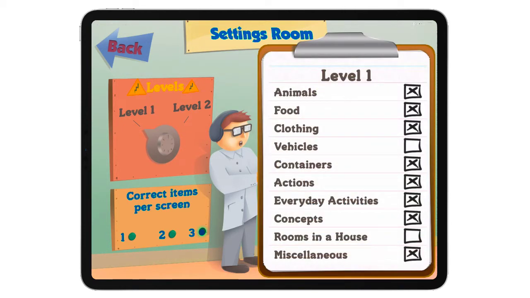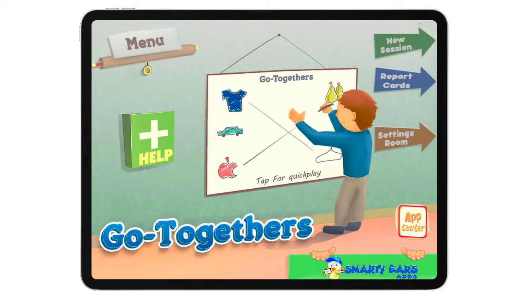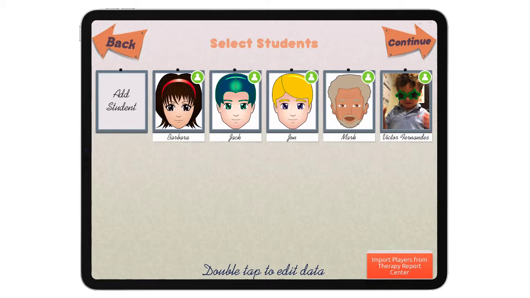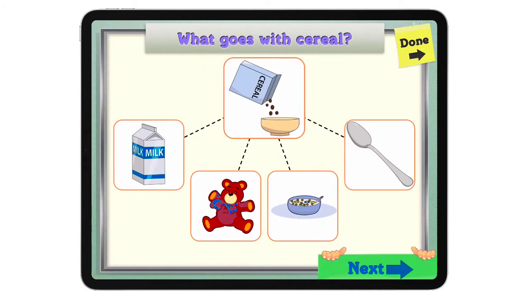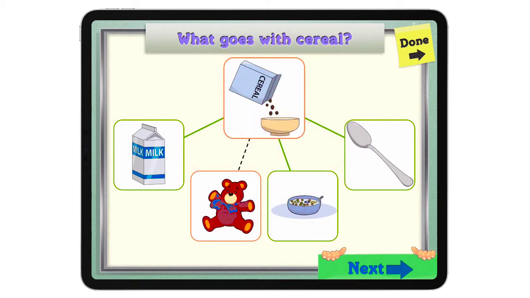Let me show you the 3 items per screen. When I go back here to level 1, you can select and deselect specific items, and I wanted to show you what happens when we have multiple correct answers in one screen. What goes with cereal? The child is able to see that there are multiple things that can go with the cereal. The cereal bowl, the spoon, and the milk. So the app then will only give them the correct response once they have selected all 3 correct.